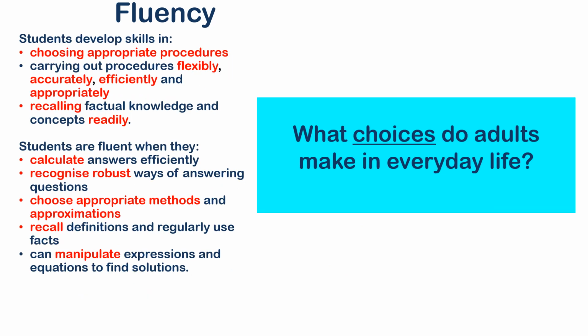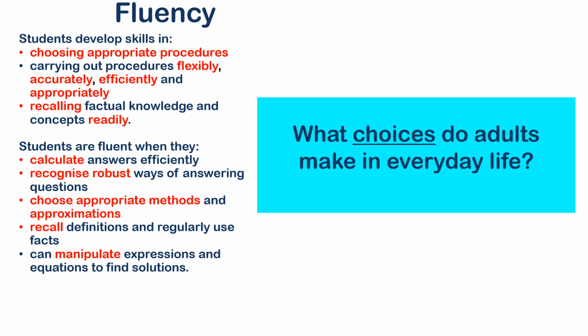So here it is. Again, it's on the left-hand side. I've just put it into a little bit of a dot point for you. So what choices do adults make in everyday life? What can you see there? Do adults choose appropriate procedures to suit themselves? I'd say yes. Do adults typically look at carrying out things flexibly? Yes. Can you recall your own factual knowledge readily? I'd say yes, to a point. Some might have a little bit more trouble than others.